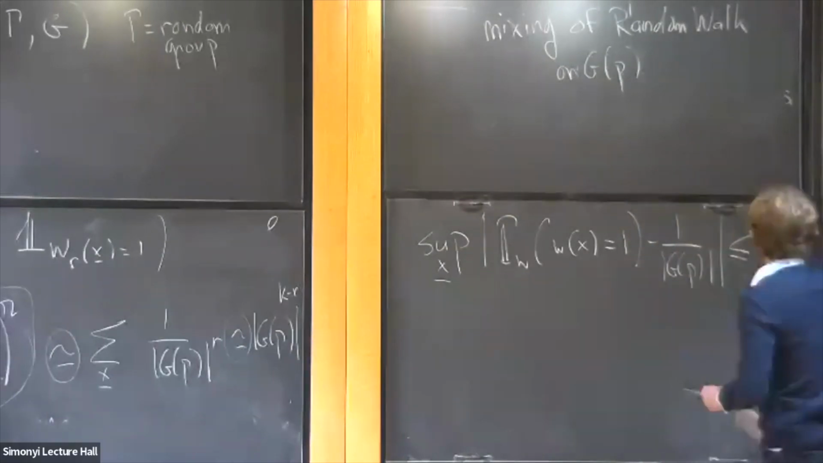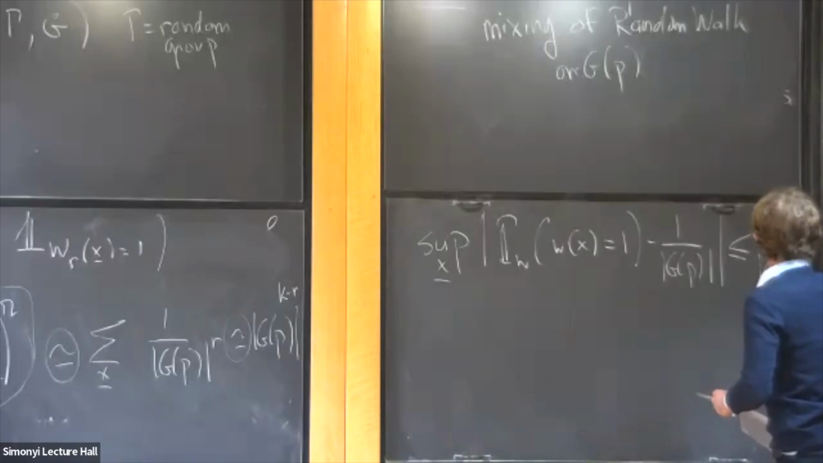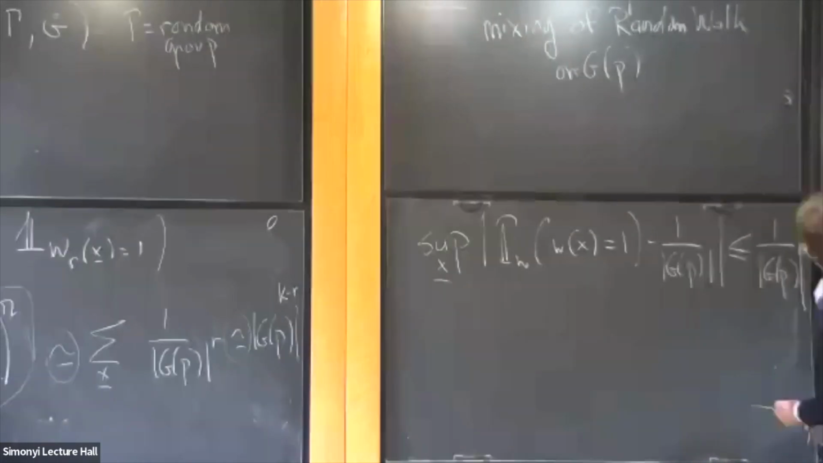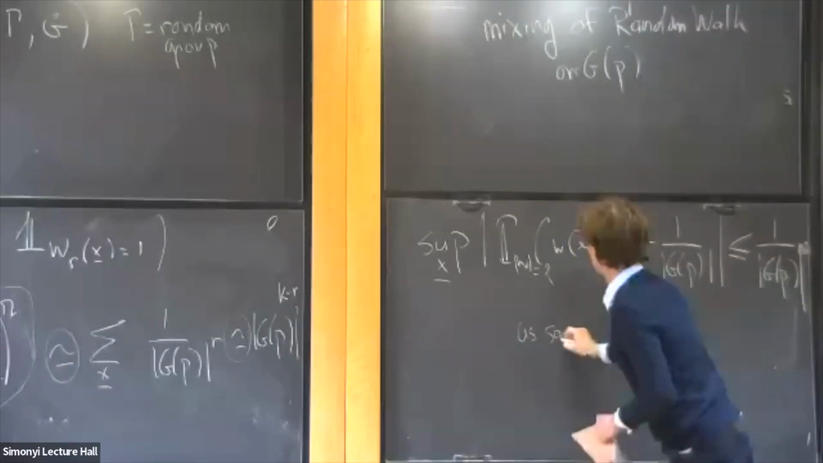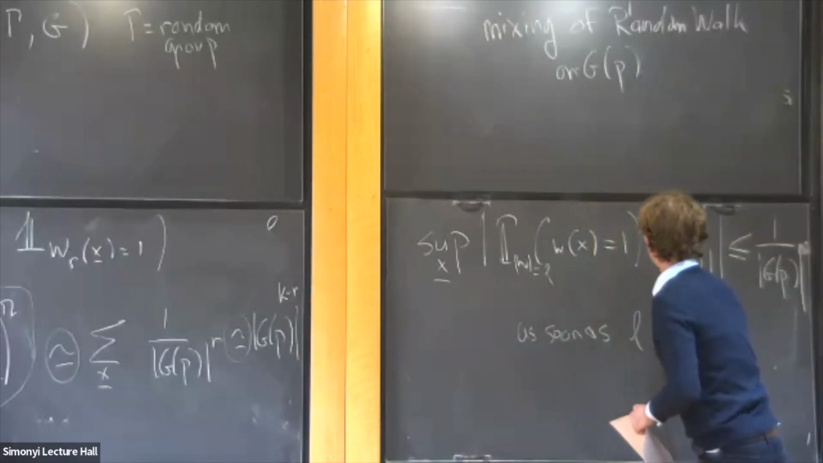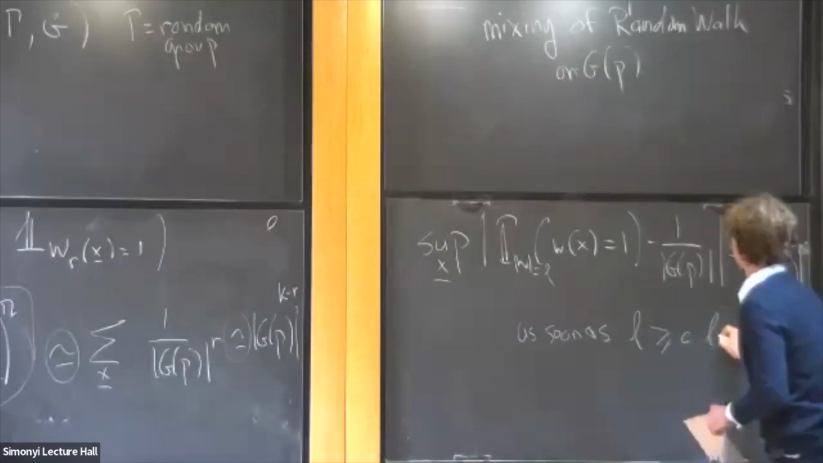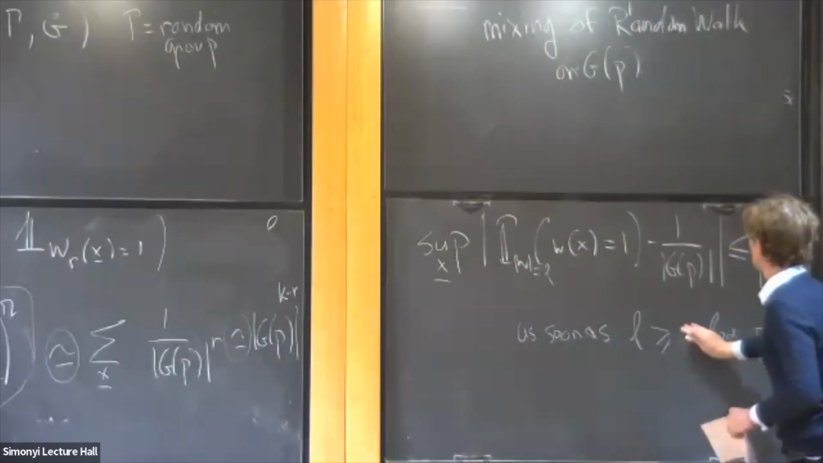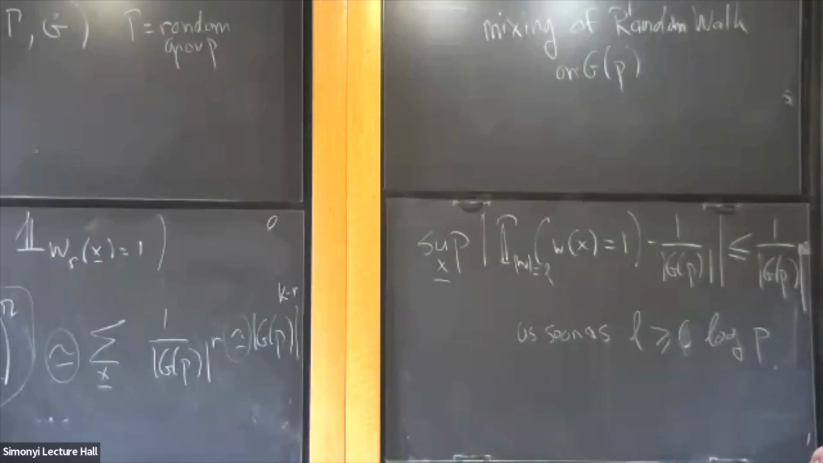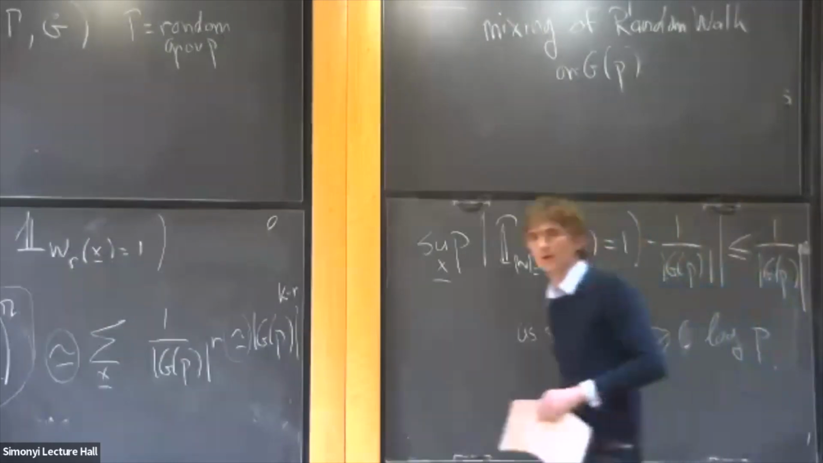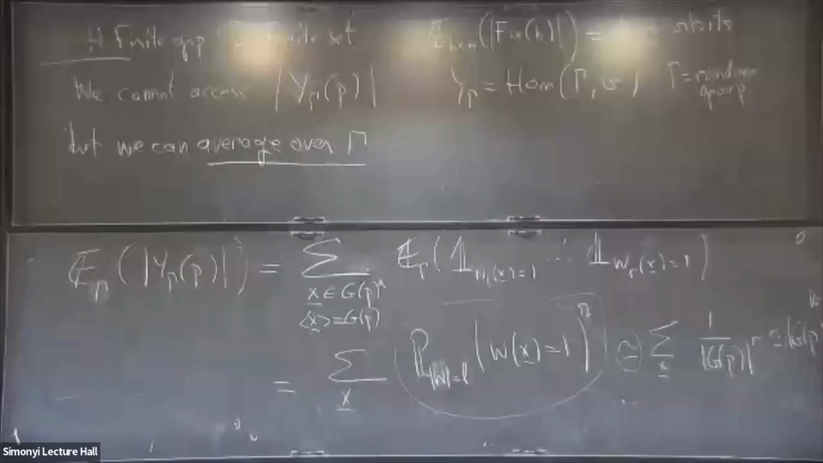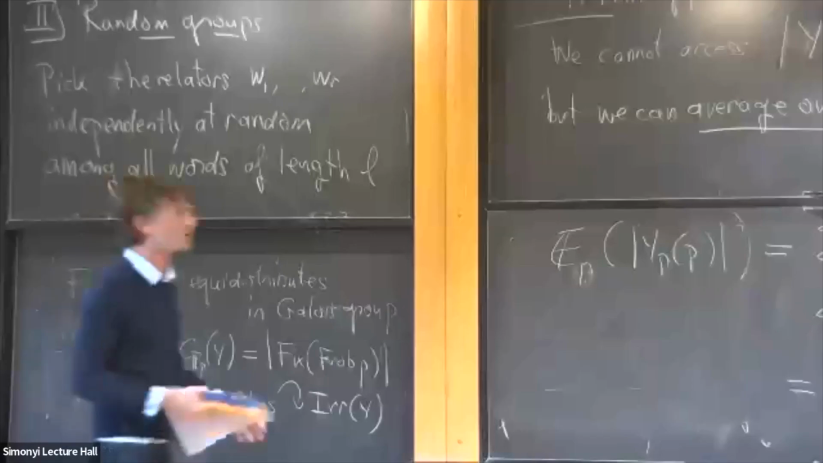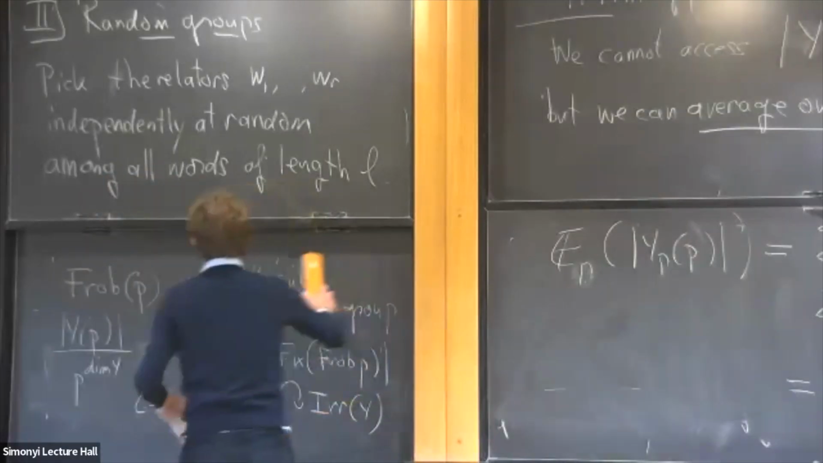It's maybe less than, let's say, G of P to the 10 or something, to the 100. I need this to hold as soon as L is bigger, let's say, than some constant times log P. And for those of you that were here in 2005, 2006, you know that this is exactly what it means to be an expander.